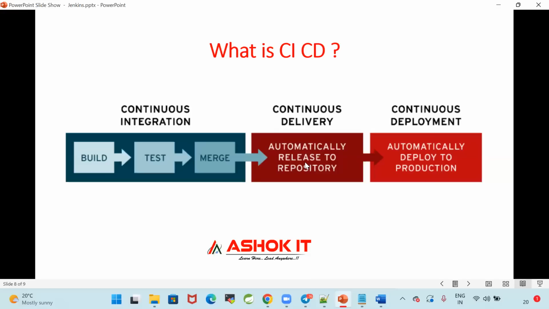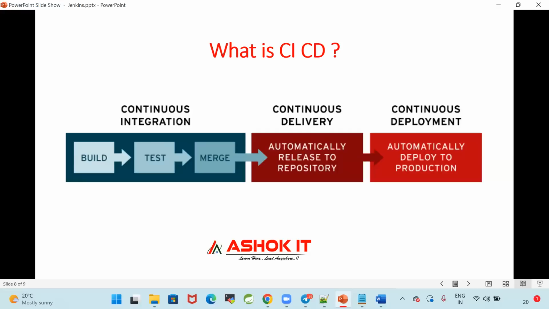After getting the approval from the client, then we will deploy the project in the production. Continuous integration, continuous delivery, continuous deployment. This is the order we are going to follow. When developers have done some code changes, that code should be ready to deploy.